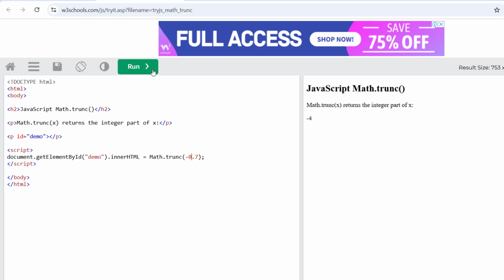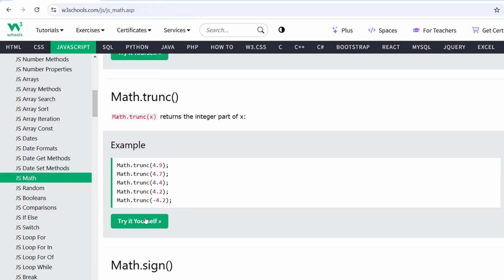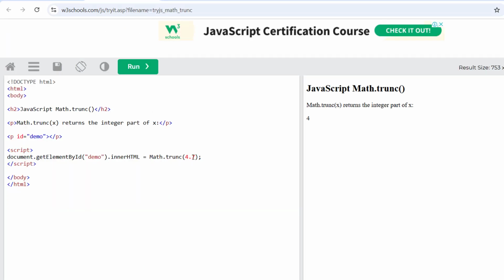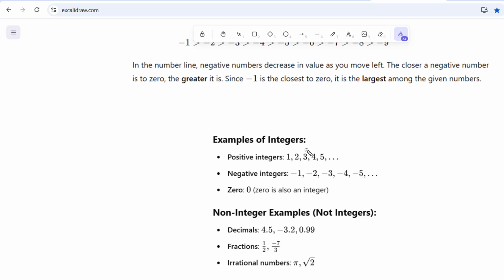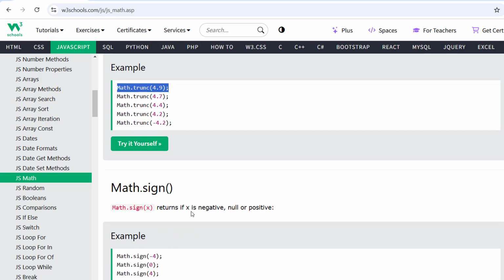If I give 0, 0. This is the integer part. They will just return the integer part, nothing else. And you can do 4.9, 4.7, whatever you do, or 5.79. They will return the integer part. So this is integer, and I have told you already what integers are: positive numbers, negative numbers, and 0. These are integers. Okay. So Math.sign returns, if x is negative, negative, or null, or positive.